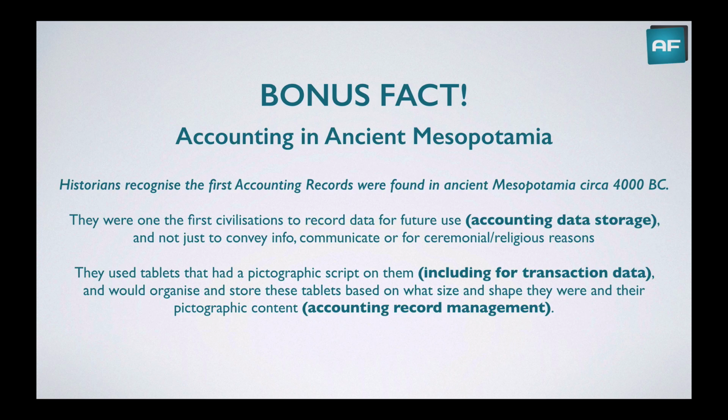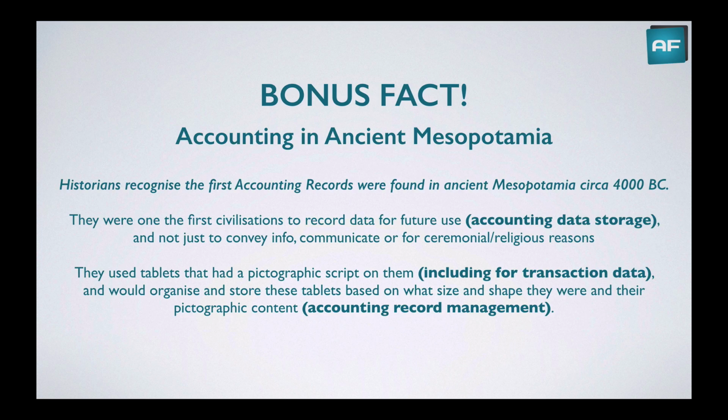Now, the Mesopotamians used tablets, so kind of like marble or rocks, I imagine. I'm sorry, I'm not an Indiana Jones archaeologist. I don't know what the tablets are made of. And they would have a pictographic script on them, so like picture words. Some of these pictographic scripts included transaction data for markets and agriculture, and that's similar to accounting transaction data.